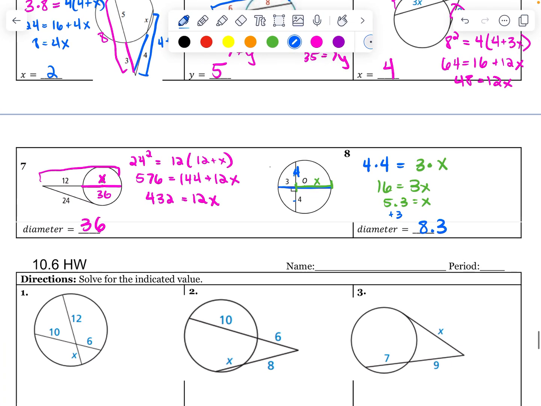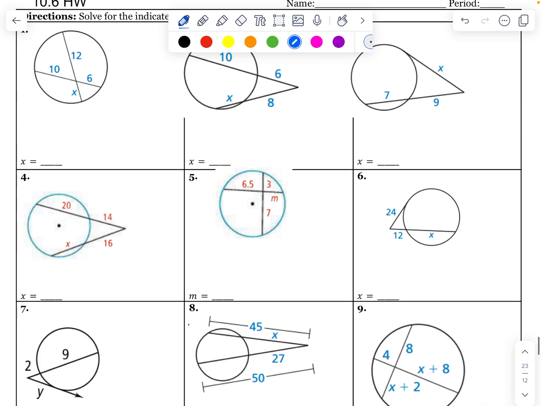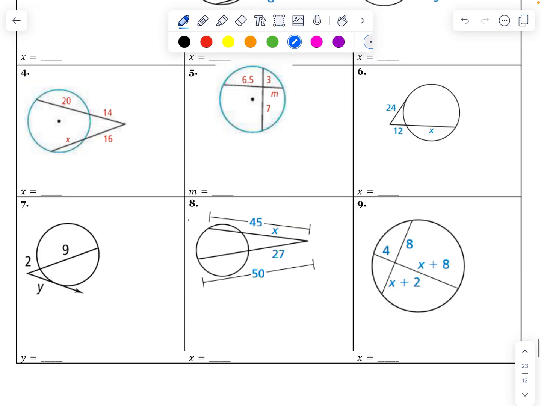Your homework is very similar. Just figuring out which one to use when, really. 9 problems. You're going to do great.